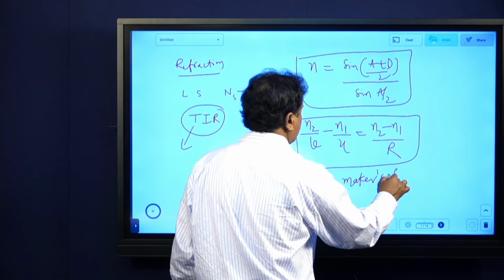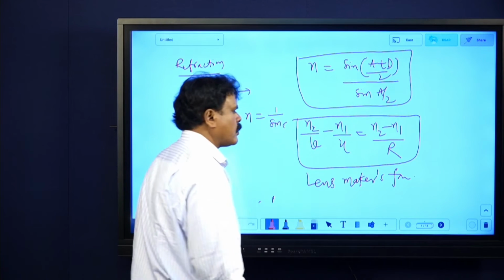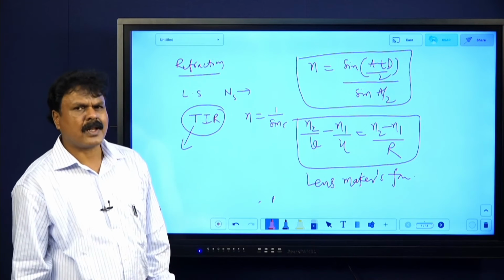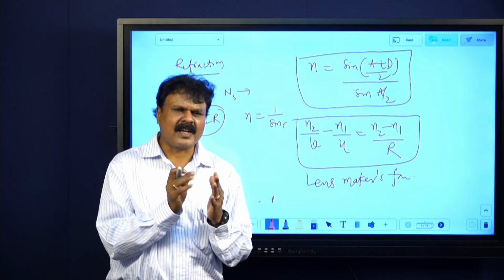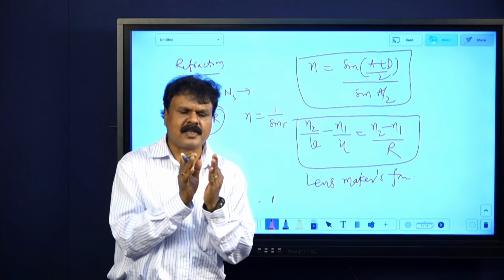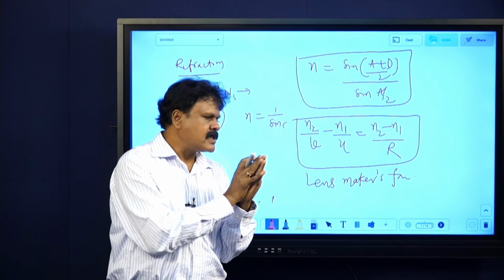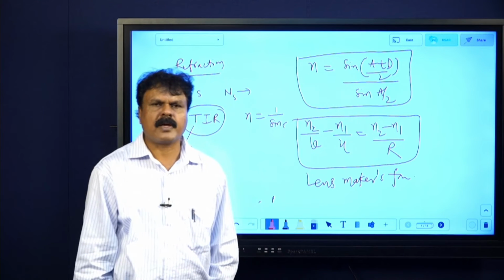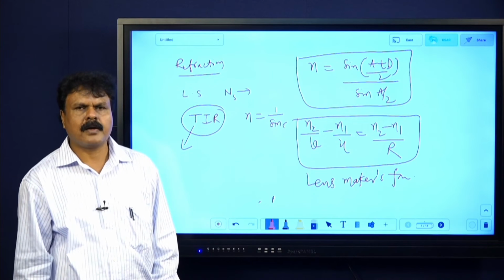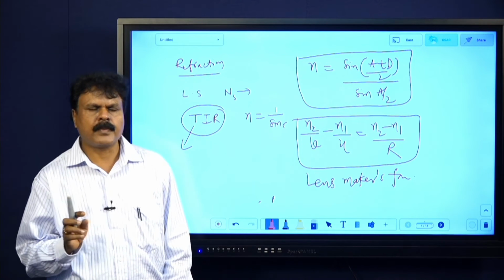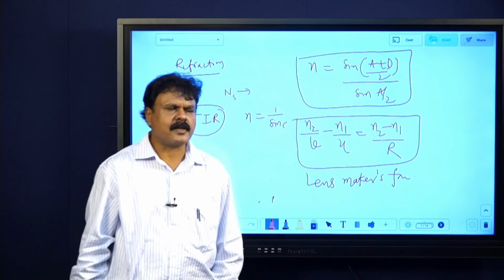Lens maker's formula, and even effective focal length. That is quite easy, like series combination, parallel combination. When two thin lenses are kept in contact, what is the expression? 1 by f equals 1 by f1 plus 1 by f2. When separated by a distance, it is a different thing.